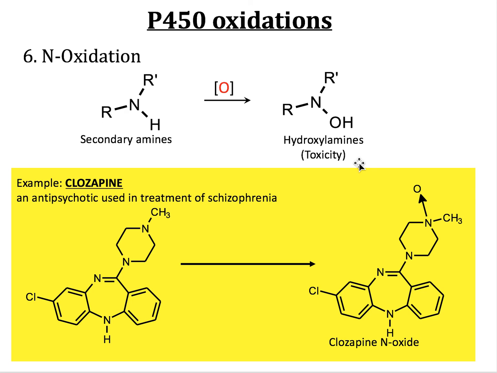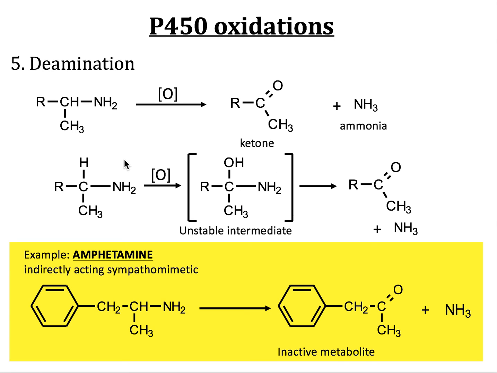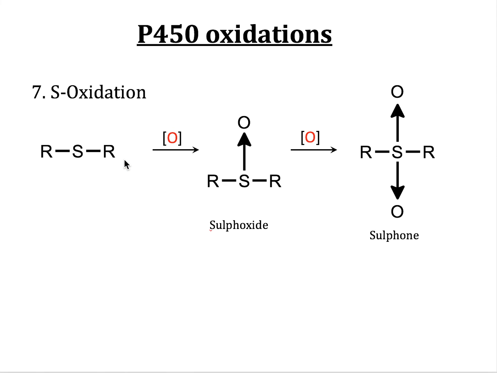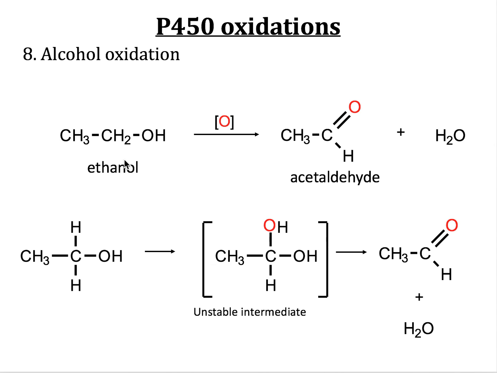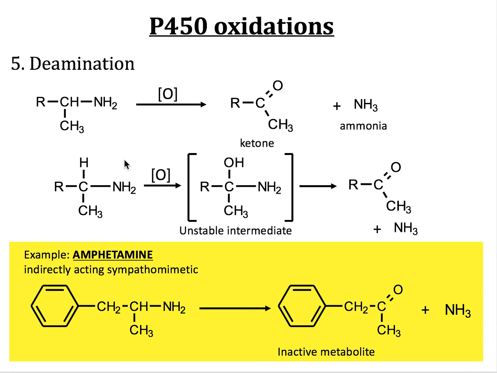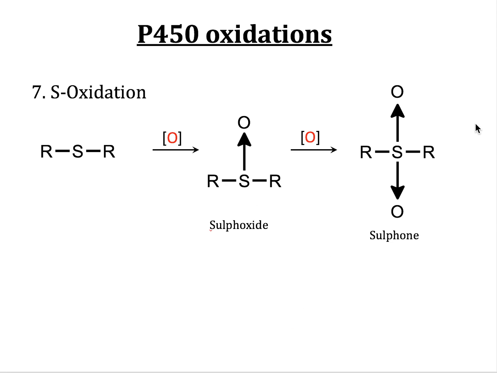N-oxidation is secondary amines. So deamination was primary, or you could say any type of amine. Deamination can be primary, tertiary, or secondary. Dealkylation, however, is tertiary amines. Alcohol oxidation, dehydrogenation, and dehalogenation. So deamination, I forgot to say, the key thing is it ends up forming a ketone, which is an inactive metabolite, and ammonia.